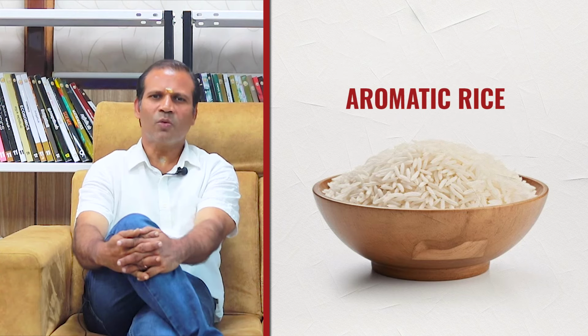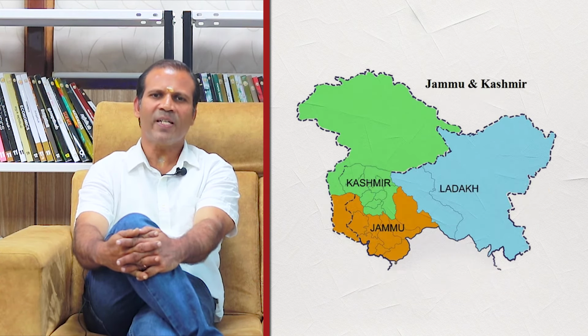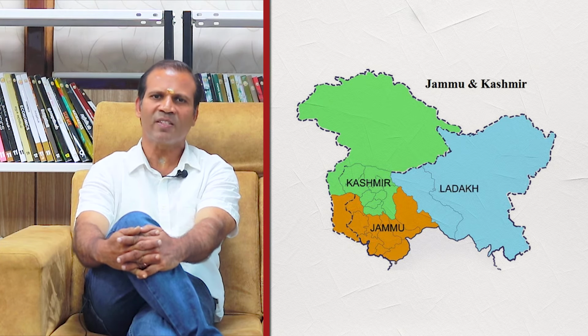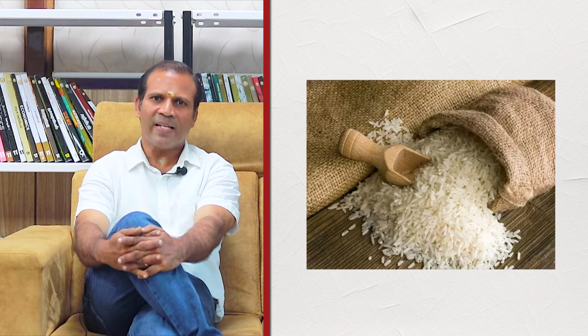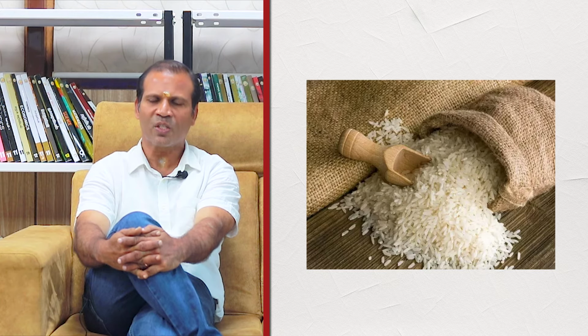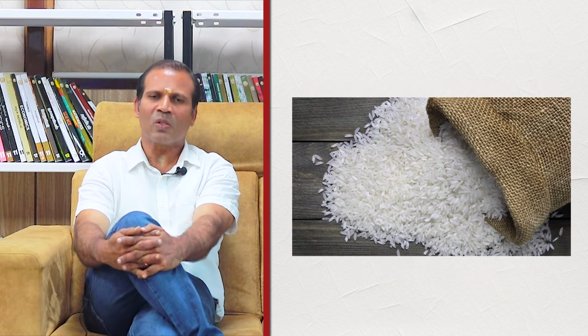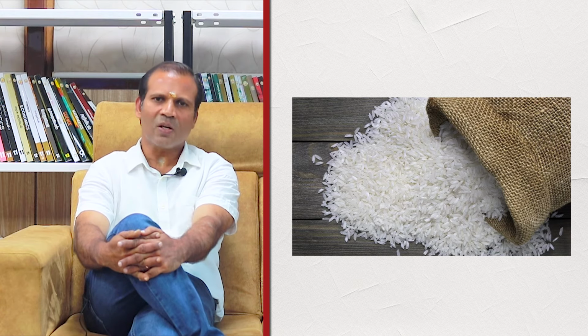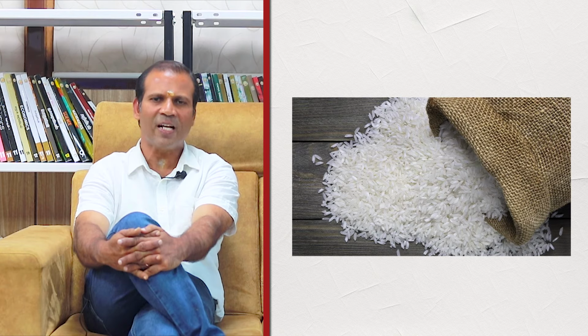Next one, aromatic rice or basmati rice, which is cultivated in the upper reaches of Jammu and Kashmir, especially in the districts of Budgam and Anantnag. This rice has a harmonious blend of aroma, color, texture and other tastes. This rice was conferred with the geographical indication especially for its aroma. These are all the facts related to the aromatic rice that is grown in the Vale of Kashmir in India.